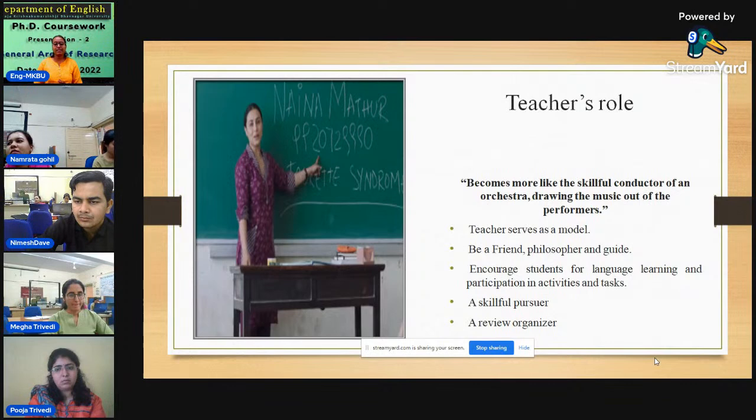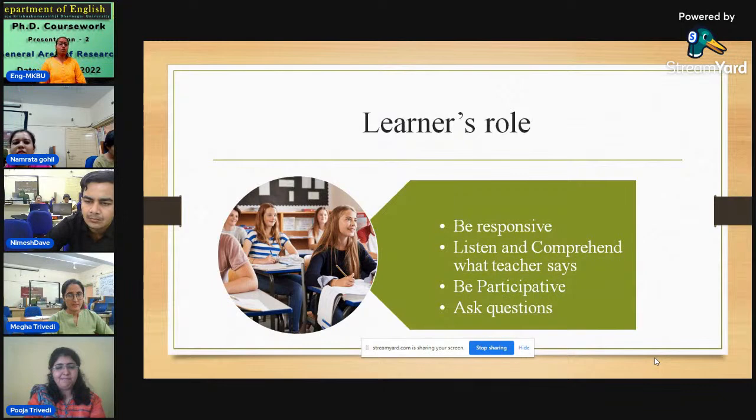Next, what is the learner's role? The learner should be very responsive. Sometimes teachers work very hard, but the students cannot participate well. So listen and comprehend what the teacher says, be participative, and time and again ask questions. If students ask questions, then and there they can learn more and more regarding that.